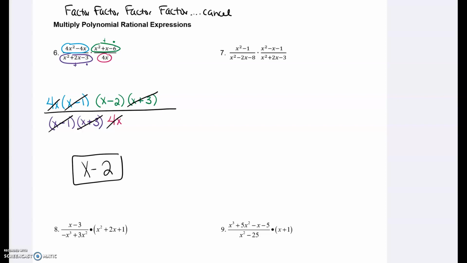And I think you would all agree that that is definitely a whole lot simpler than this whole mumbo jumbo that we started with up here.